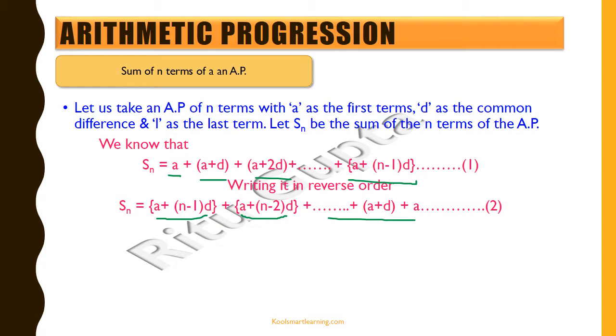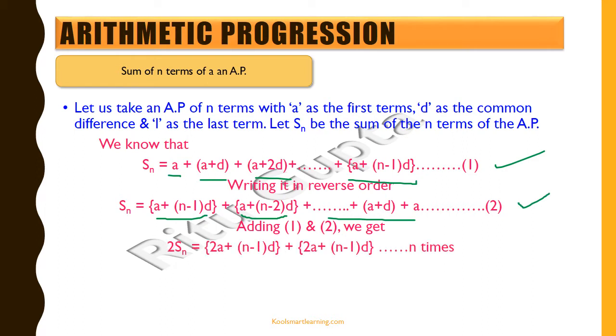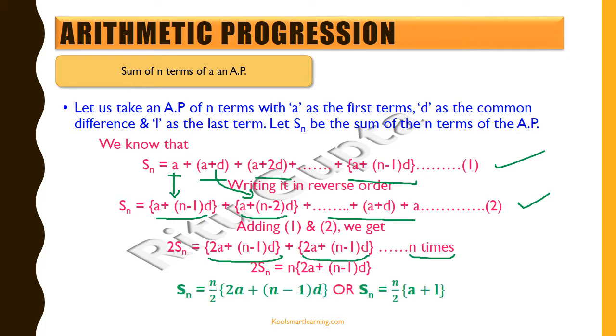So now if we add the two, we get 2Sn equal to 2a plus (n minus 1)d, because this added with this gives us 2a plus (n minus 1)d. This added with this will also give us 2a plus (n minus 1)d. This will be n times added. So 2 times Sn is equal to n into (2a plus (n minus 1)d). So Sn is equal to n by 2 into (2a plus (n minus 1)d).